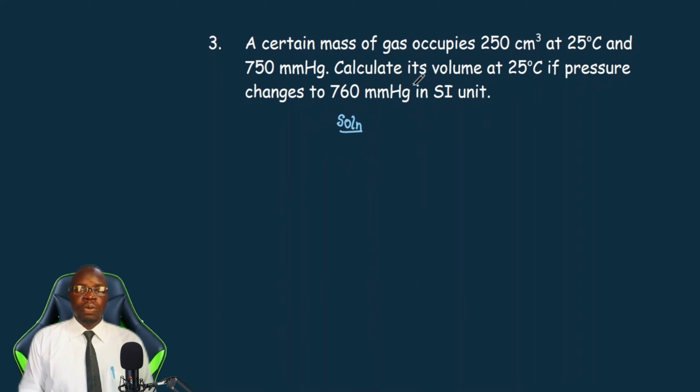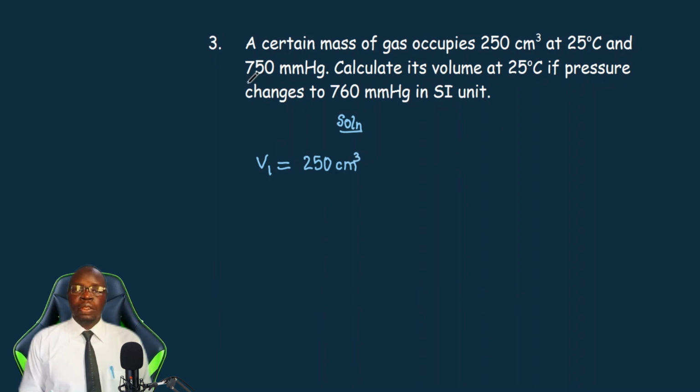Now, the first thing we have to do here is to check on our first value. Let's say a certain mass of gas occupies 250 cubic centimeters. So this becomes our volume number 1. So our V1 is given by 250 cubic centimeter. Now the temperature, we don't need to write it somewhere because it's just constant. It's not reflected in our formula, so we just have to leave it out.